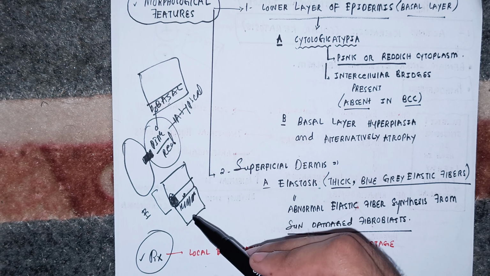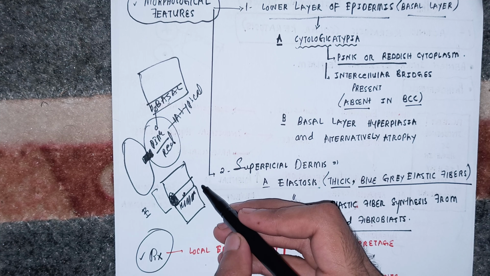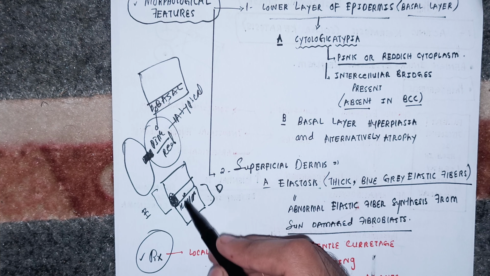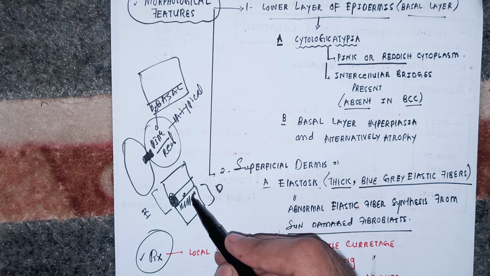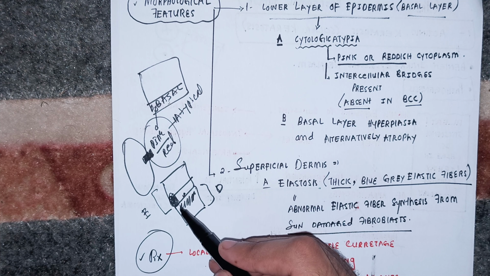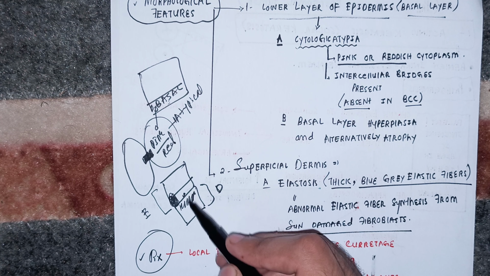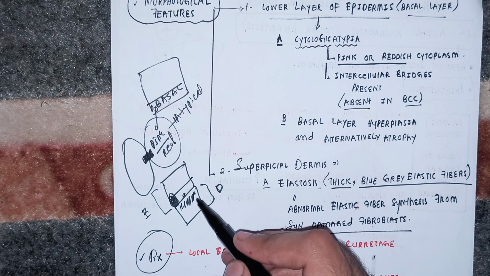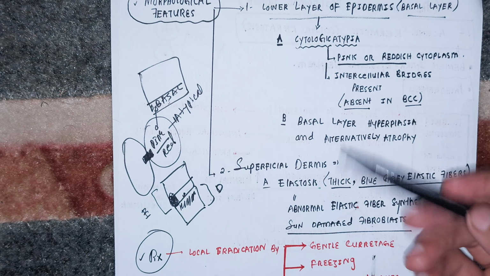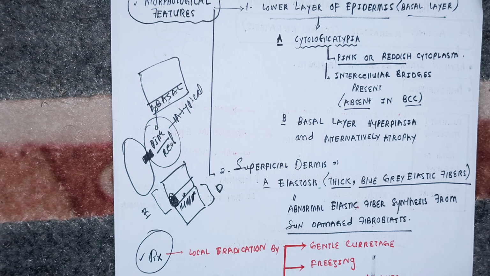So this is your dermis now. When there is chronic sun exposure, the fibroblasts present in your dermis become damaged and abnormal. So they keep on producing lots of abnormal fibers that are very thick, blue-gray elastic fibers. This is the morphology of your actinic keratosis.